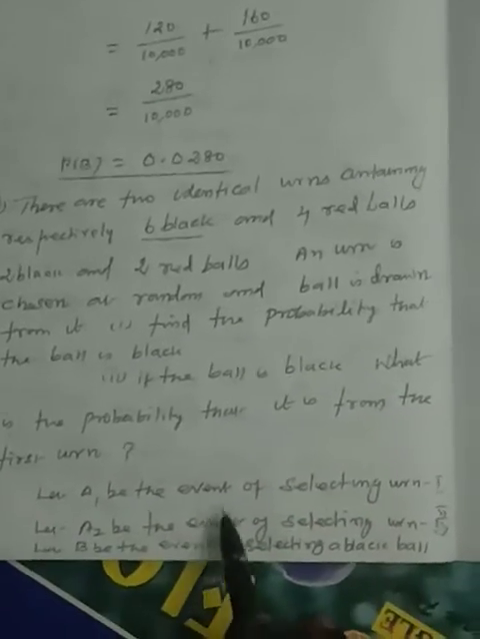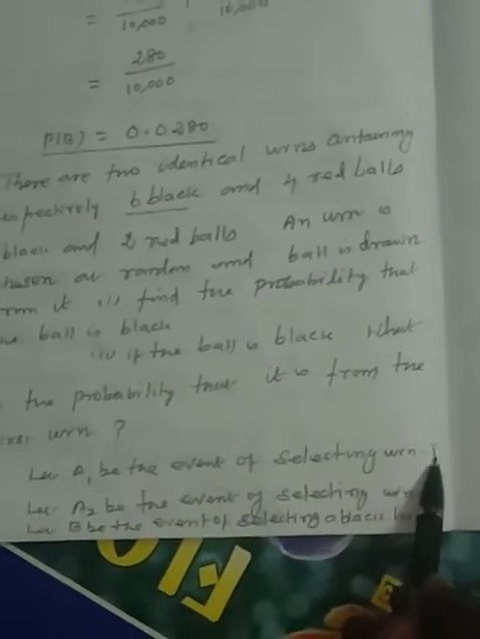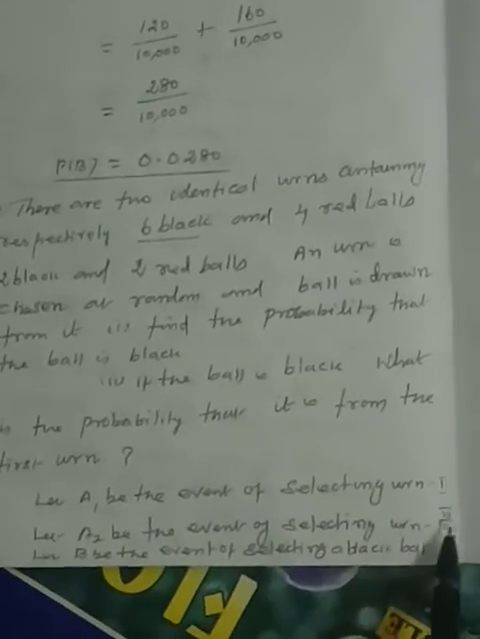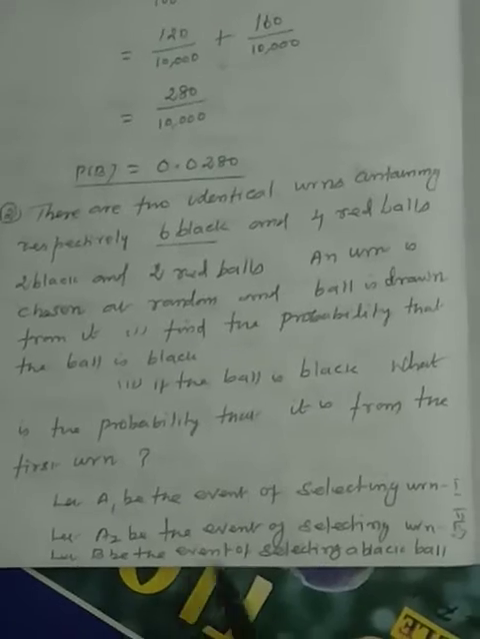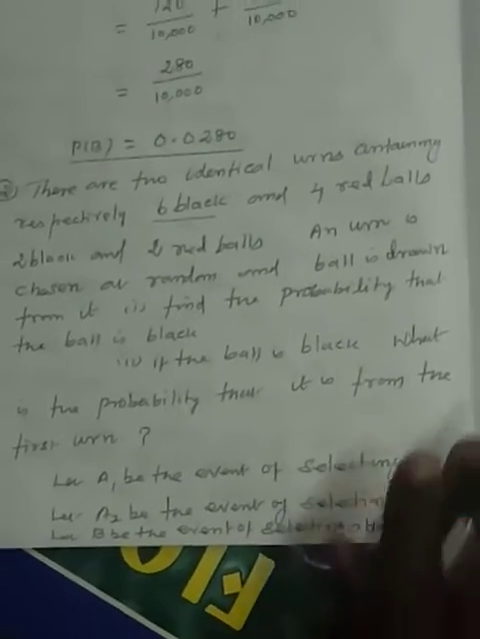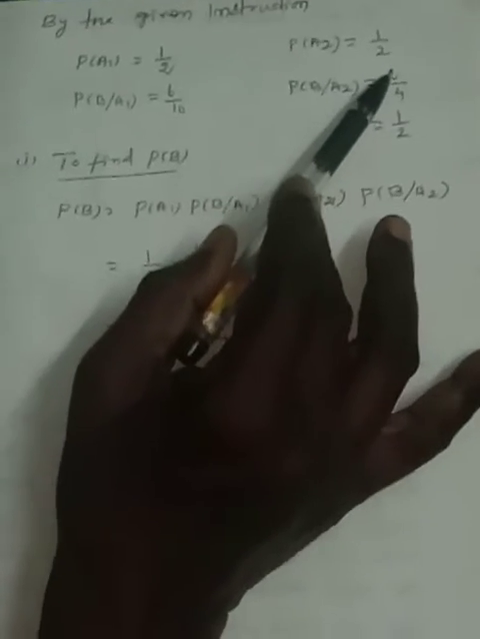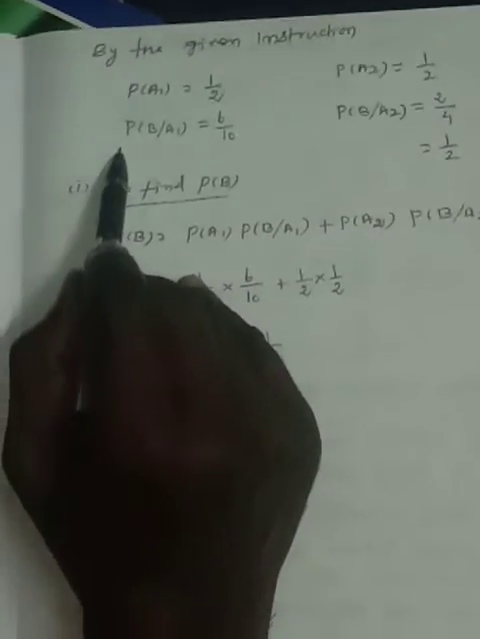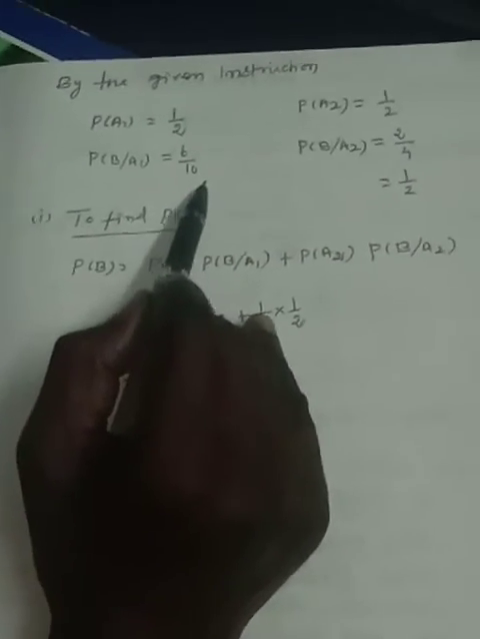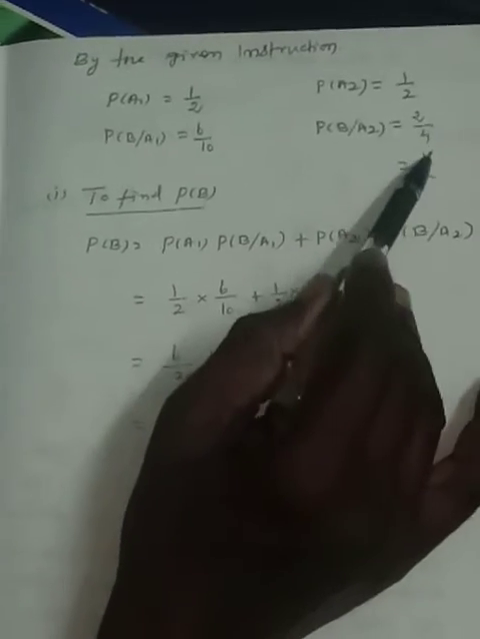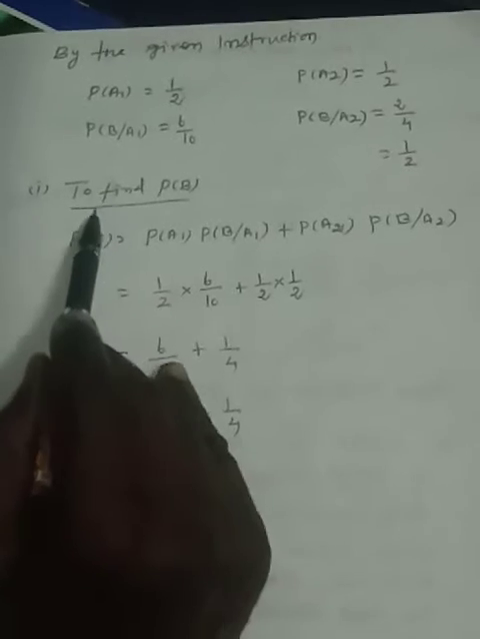Let A1 be the event of selecting urn number 1. Let A2 be the event of selecting urn number 2. Let B be the event of selecting a black ball. P of A1 is 1 by 2, P of A2 is 1 by 2. P of B by A1 is 6 by 10, P of B by A2 is 2 by 4. Number 1. To find P of B.